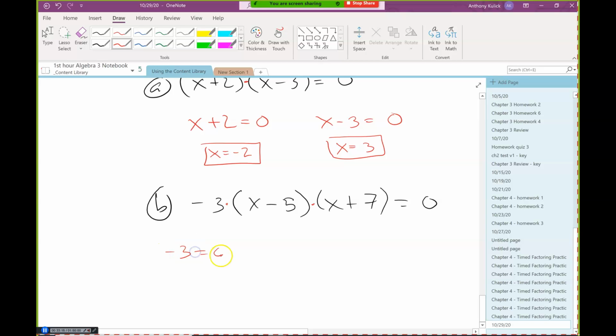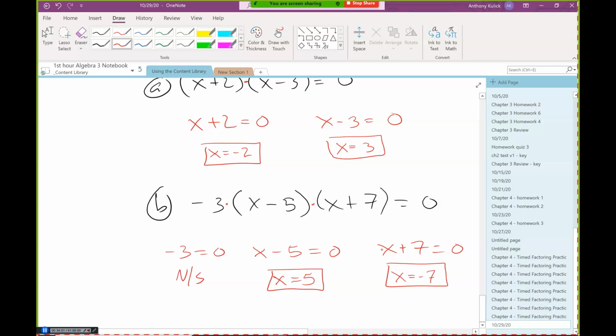So when I apply the zero product property, I set each one of those 3 things equal to 0. Now what's the solution to negative 3 equal to 0? Just use some common sense here, folks. Does negative 3 equal 0? So what do we say for that one? That has no solution, right? Clearly that's a bunch of hogwash. There's nothing to do there. But the other two, no problem solving. I can add 5 to both sides and subtract 7 from both sides. So my answers are 5 and negative 7, and that extra number out front really posed no hurdle at all. Everybody okay so far?